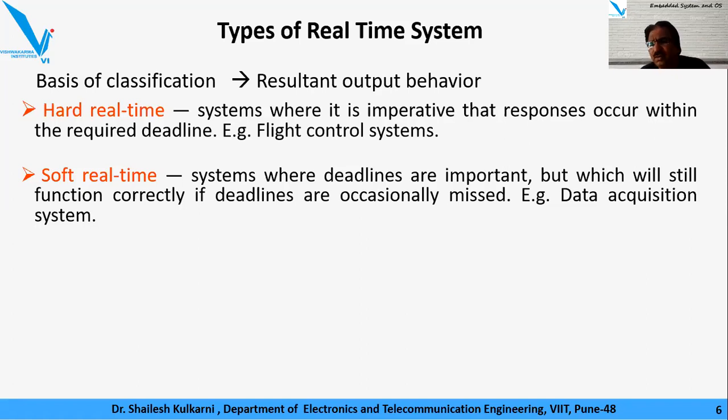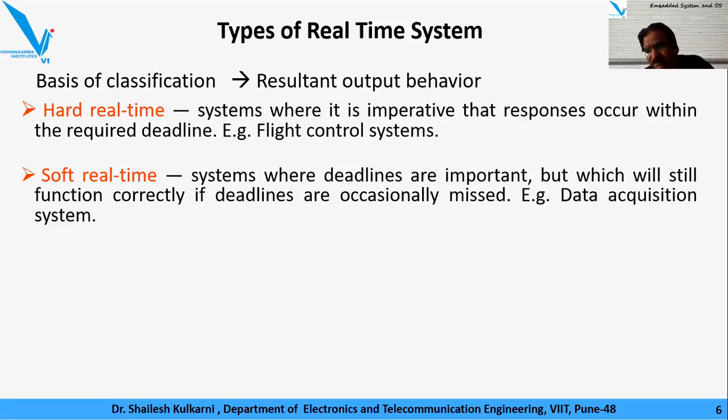If something goes wrong and 30 frames could not be decoded out of that particular 1 second, what will it result in? It will result in an unpleasant viewing experience. And because of this unpleasant viewing experience, there is no threat to a human life. No one is going to do something very bad if he or she cannot see the complete 30 frames in 1 second, isn't it? So that kind of system, where degraded performance is found after missing a deadline, is referred to as a soft real-time system.